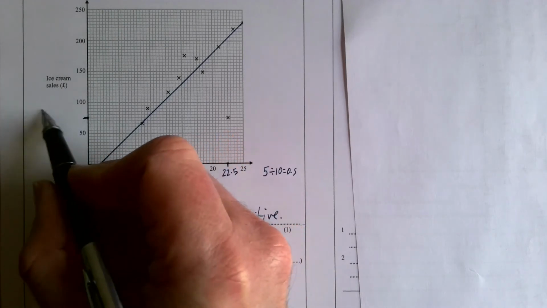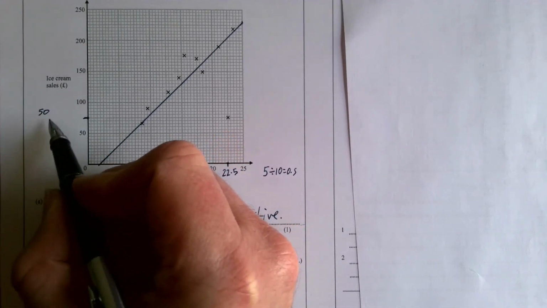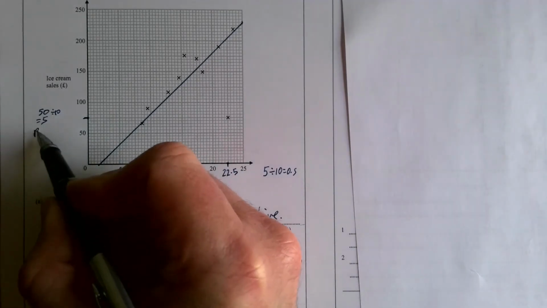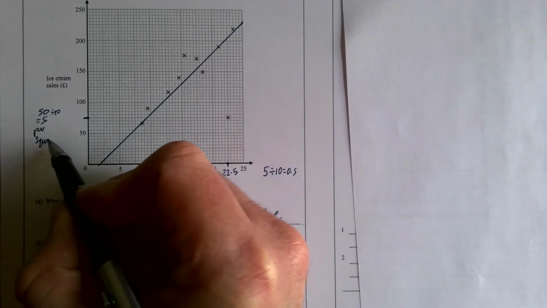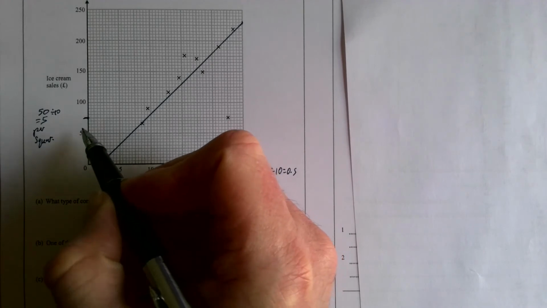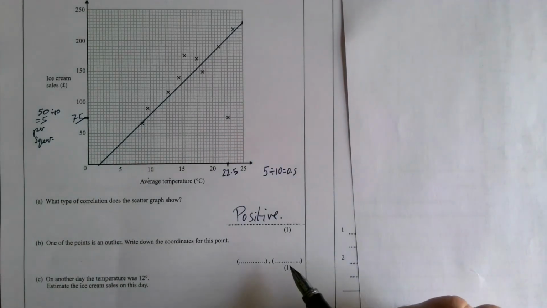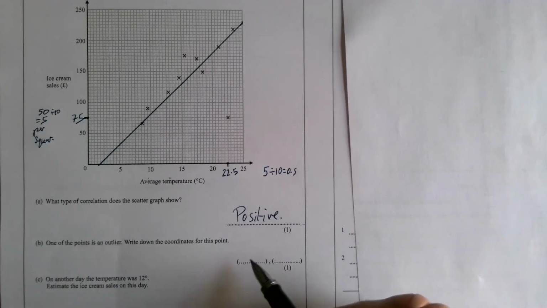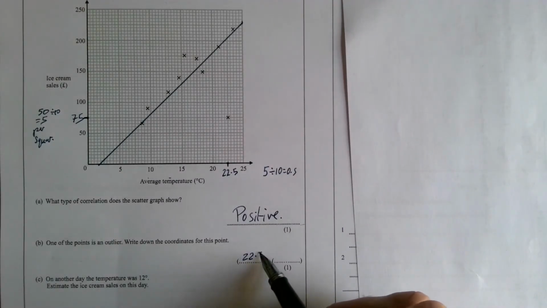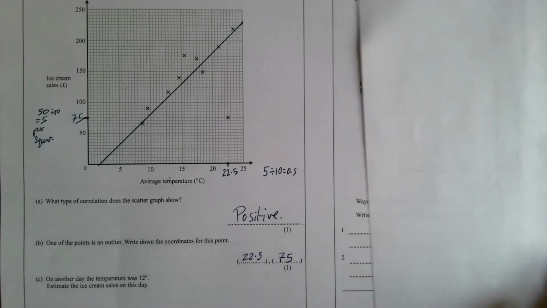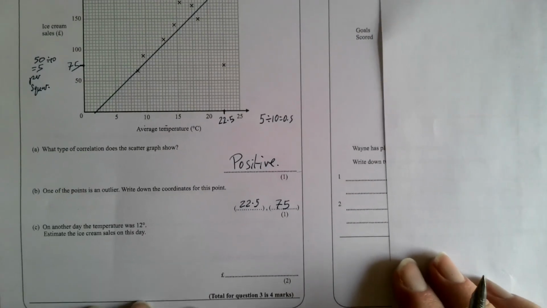10 squares, you've got 50 divided by 10 equals 5 per square going up in terms of pounds of ice cream sales. So that must be 75. So our coordinates, remember, you go along the corridor 22.5 and up the stairs 75, and you'd have to get both of those to get the mark.